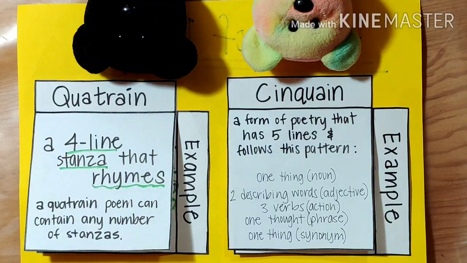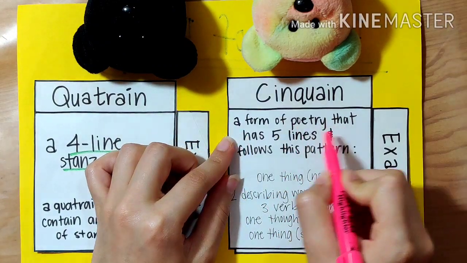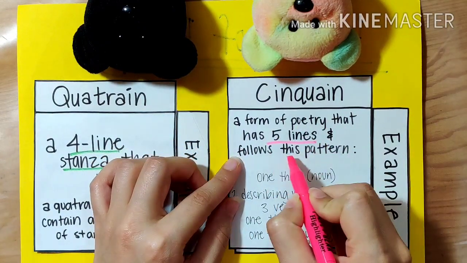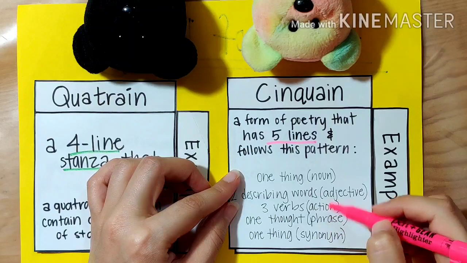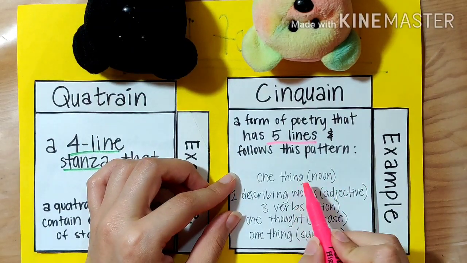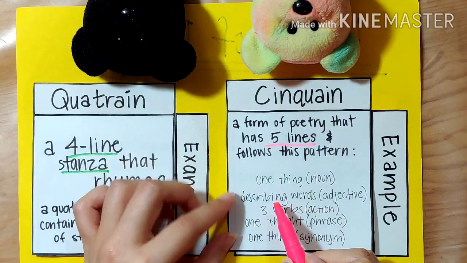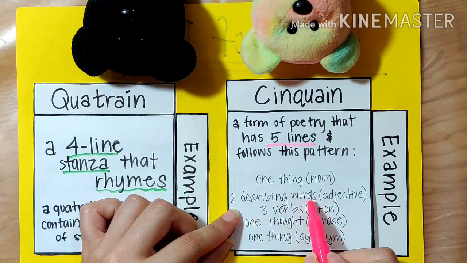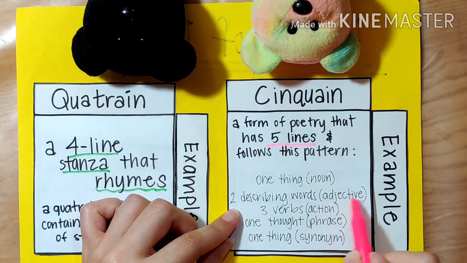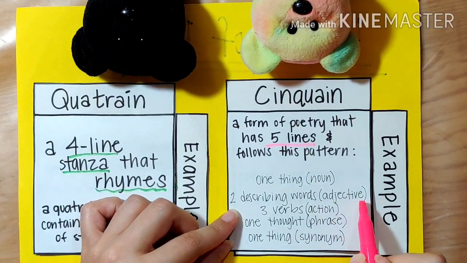Our next form of poetry is called a cinquain, and a cinquain is a form of poetry that has 5 lines and follows this pattern that you see here. Okay, the very first line is going to have one thing, which is a noun. The second line is going to have 2 describing words, which are called adjectives, excuse me.